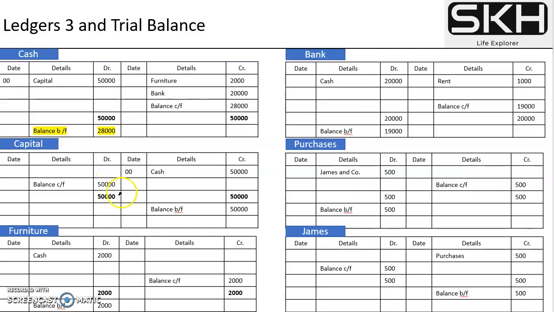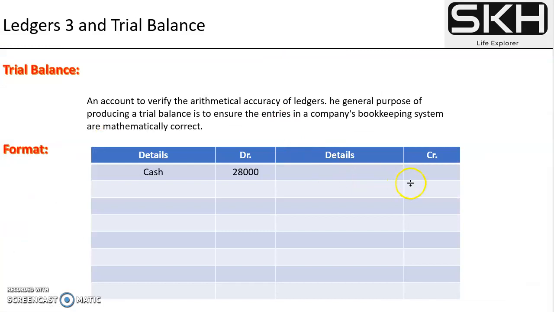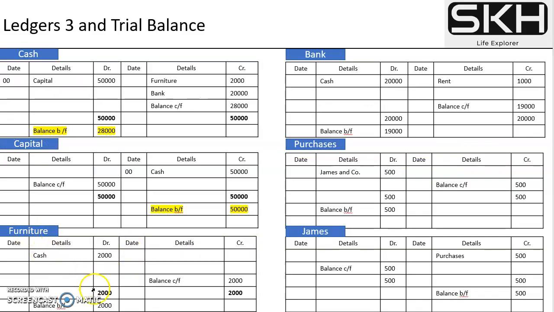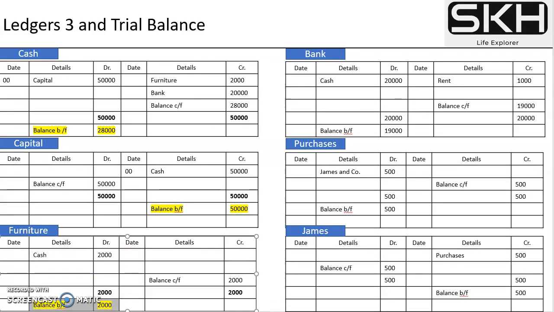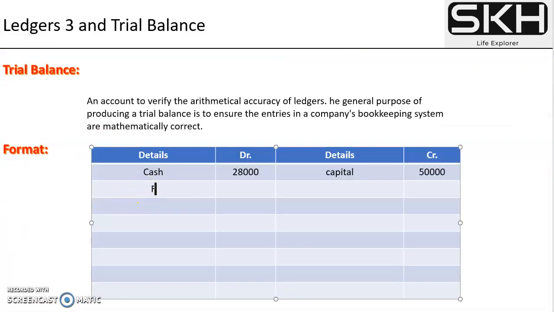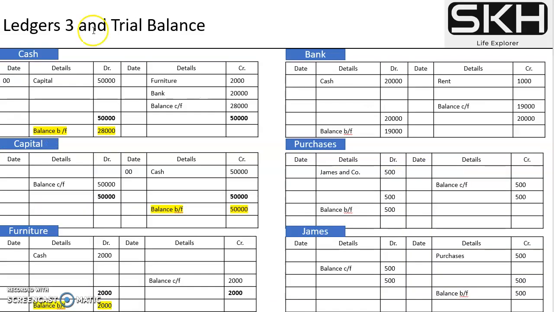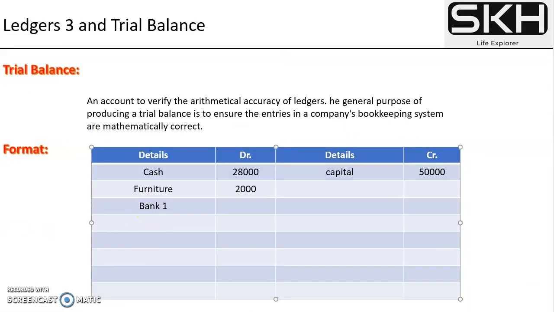One more time. Capital account. We see the title, the second account is capital account and the balance is 50,000 on the credit side. So I'll go into my trial balance and I write it on the credit side that capital has the balance of 50,000. Then my third account is furniture. Its balance is on the debit side for 2,000. So I will just write in my trial balance furniture 2,000. Then my next account, bank account. So bank account has the balance on the debit side, which is 19,000. So I will put bank 19,000.